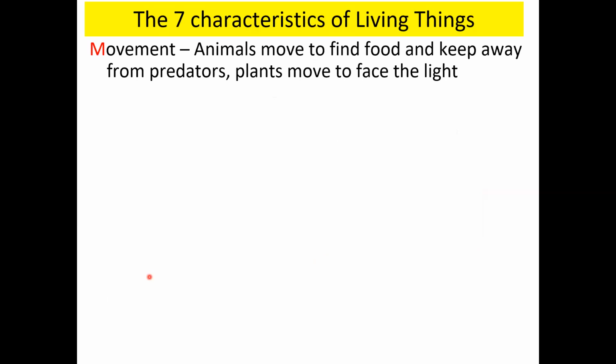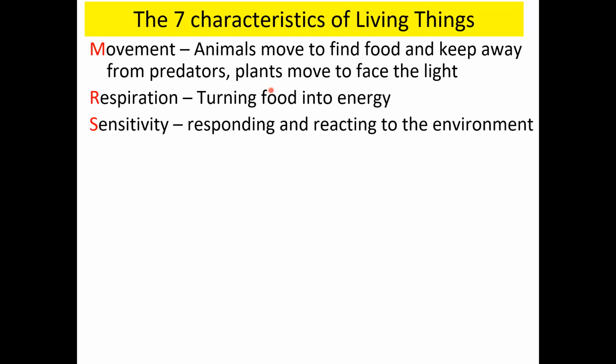Definitely animals can move from here to there for finding food and to keep themselves away from predators. And plants, if they move, they move towards gravity or towards the light, like geotropism and phototropism. Respiration is the characteristic in which all living organisms, whether plant, animal, or microorganism like bacteria and fungi, respire. They form the energy which is required for their daily life activities.